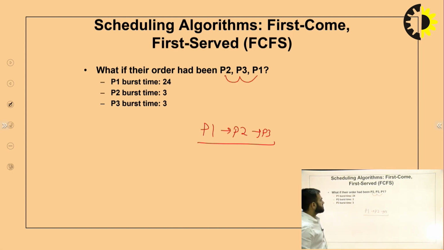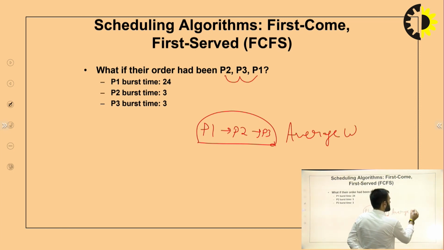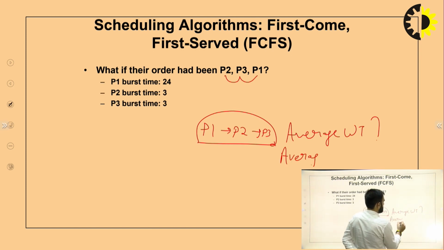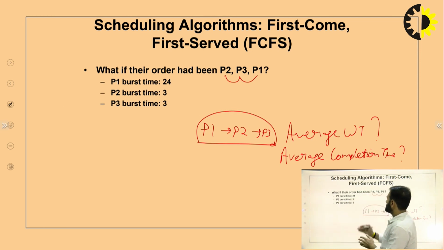See, P1 with the burst time 24, P2 with 3, P3 with 3. Everything is the same, burst time is the same. We are just changing their order. See the change in their average waiting time and average completion time. Now we will continue this in the next class. What if we change their order to P2, P3 and P1? Thank you.